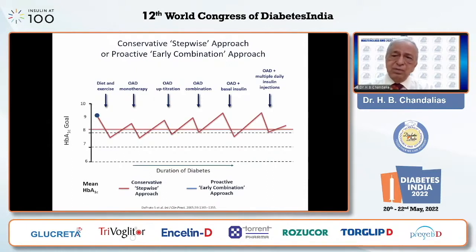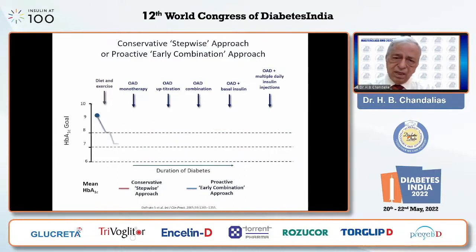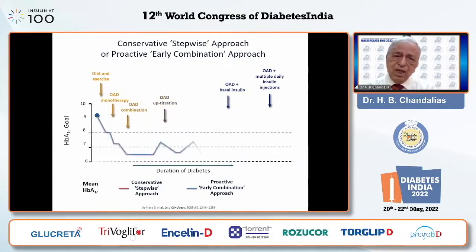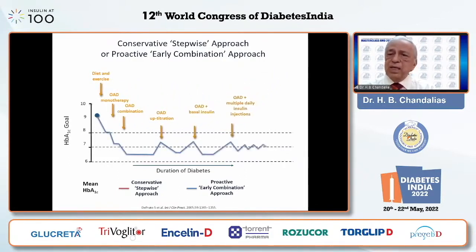So this is what we mean by inertia. Delayed action or no action or inappropriate action in order to achieve the results that you are trying to achieve. So, of course, if you really act proactively and see the patients well within the time and go on escalating your treatment, you should be able to not only achieve control but manage it forever.